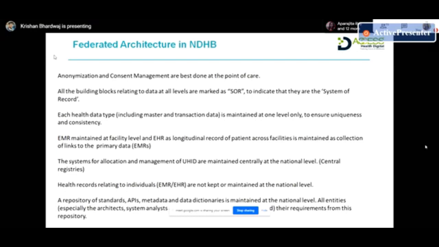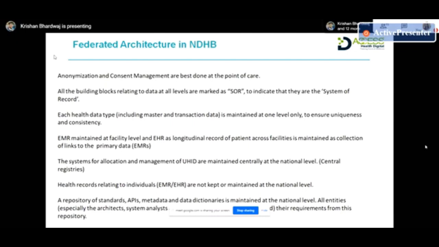Then the other thing NDHP says is that the system of allocating and managing the UHID, Universal Health Identifier, should be maintained centrally at the national level. What they mean to say is all the identifier allocation should be done by the central registries. So it's a very clear-cut thing. All the registries will be maintained centrally.